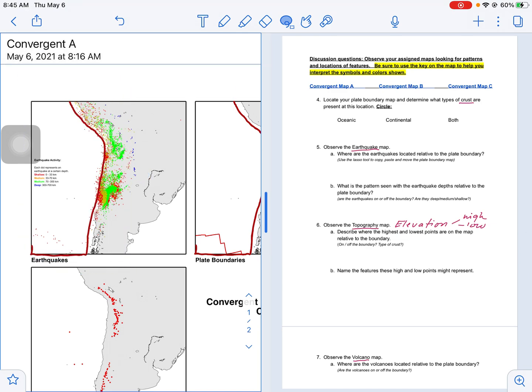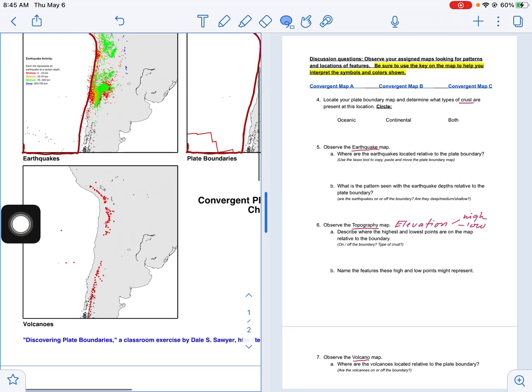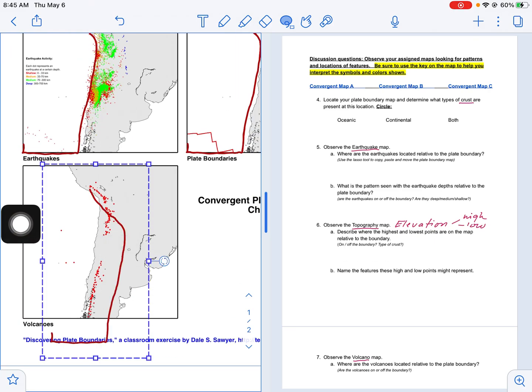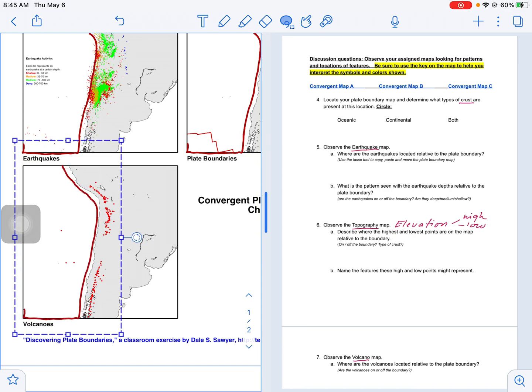Okay, now I have my line there ready to go. So when I'm looking at earthquakes, I can tell where they are relative to that line. I want to put that boundary on every single one of my maps.